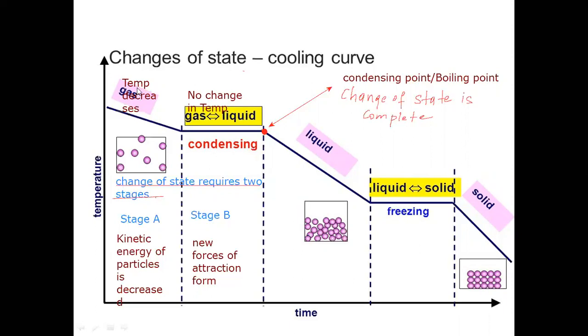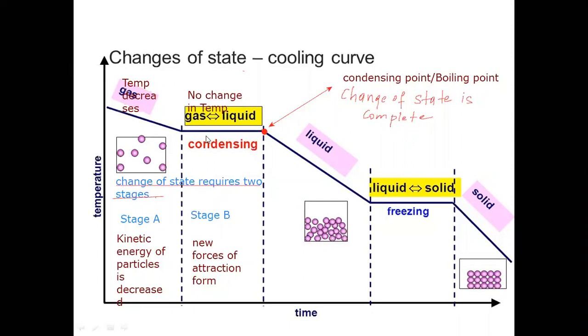So there is a direct relationship between kinetic energy and temperature. As the kinetic energy decreases, so will the temperature. However, we get to the second stage, stage B, and we still haven't completed our change of state. As we said, we have to go through the two stages in order for the process to be complete. In our second stage, we are no longer decreasing the kinetic energy of our particles, but instead we are focused on forming new forces of attraction.